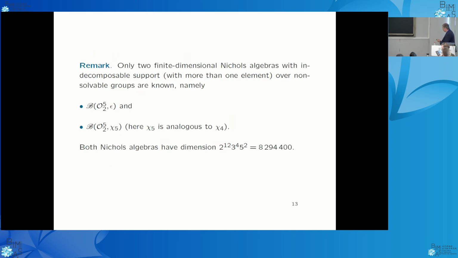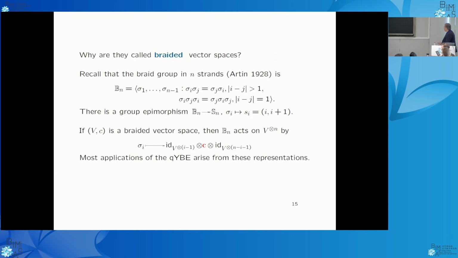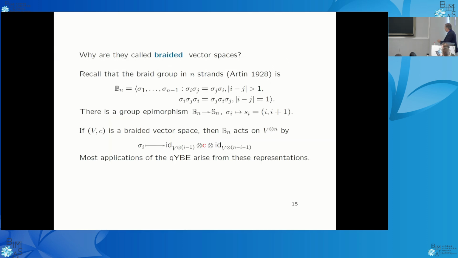Okay, I'm going the opposite way. They are called braided vector spaces because, given a braided vector space, one looks at the braid group B_n, and B_n acts on V tensor n by this rule. You put the identity in the first n-1 tensors, c, which is the braiding, in the n-th and (n+1)-th tensors, and then the identity. And most of the applications of the quantum Yang-Baxter equation arise from this representation.